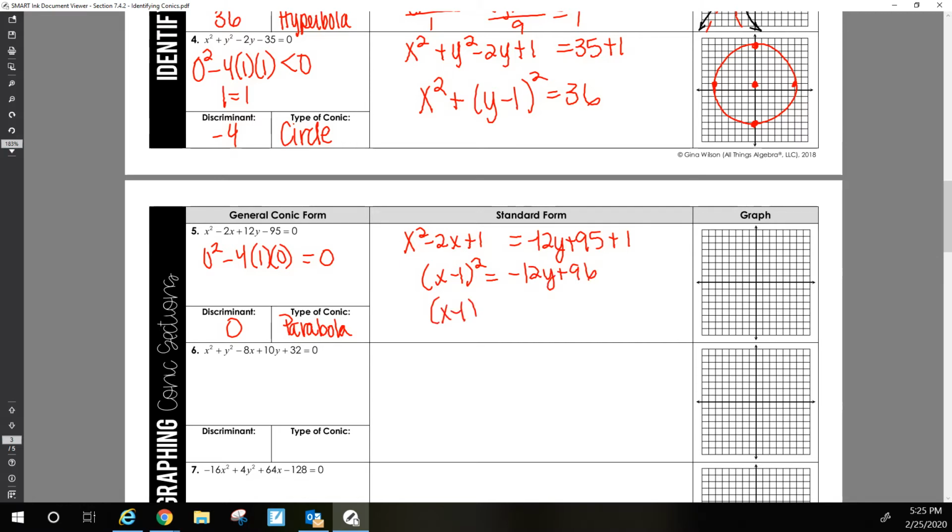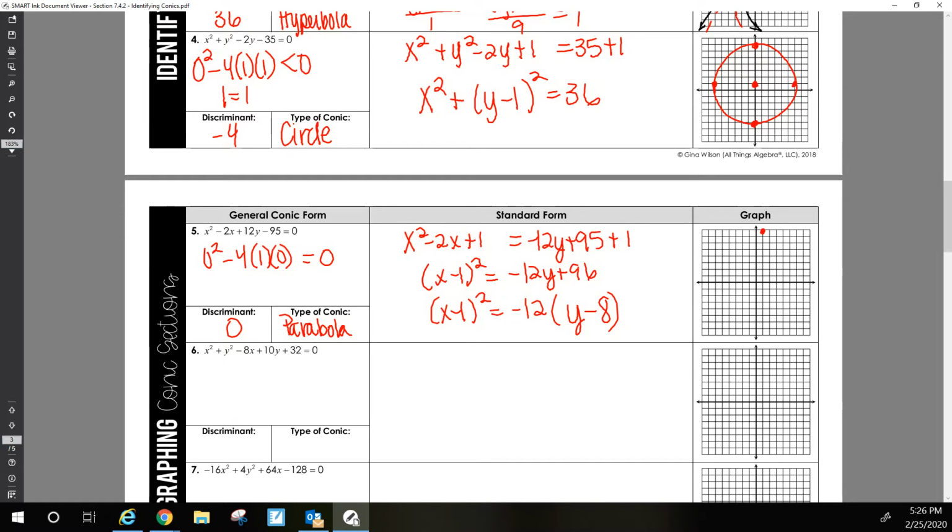And so x minus 1 squared, when we factor out that negative 12, we get y. Be careful, when I factor out a negative, what has to happen? We have to change our sign, so y minus 8. So my vertex is going to be at (1, 8), so 1 over and up here at 8.